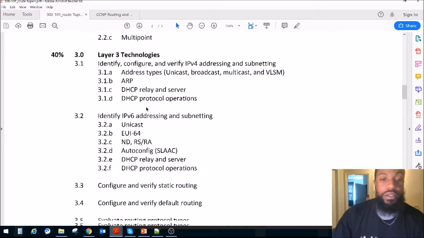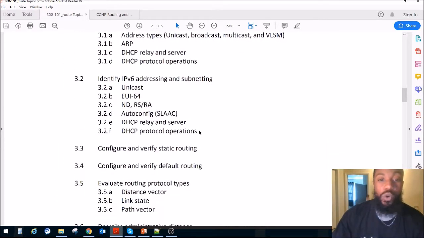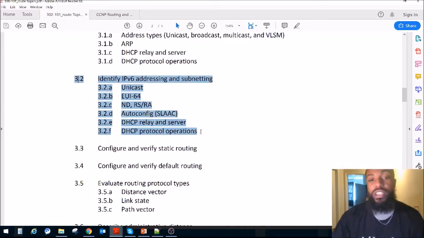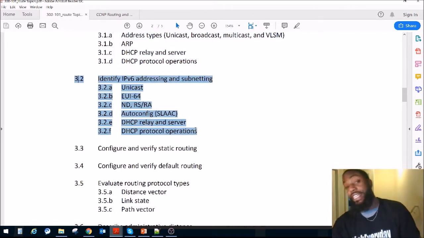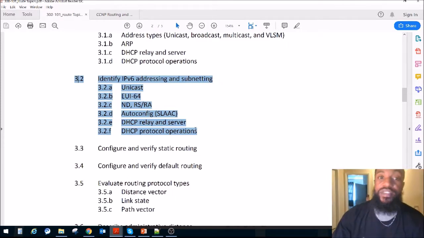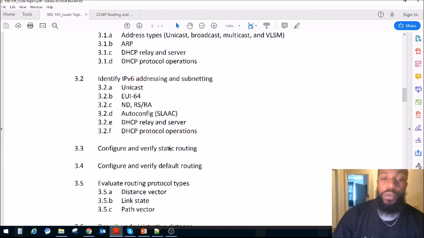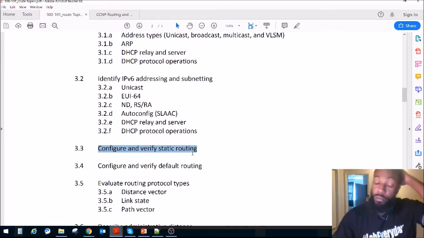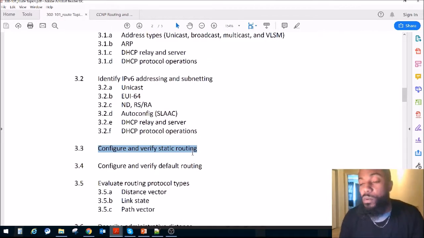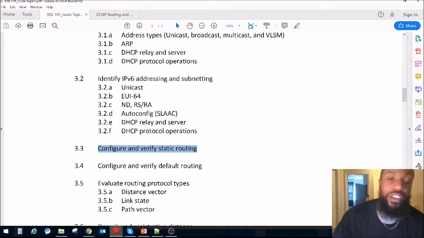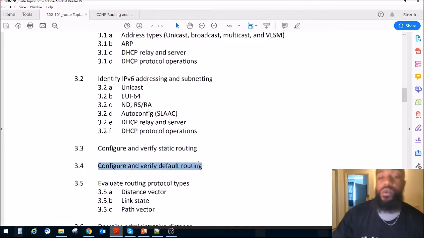So we just wrapped up the whole IPv6 section. That's right, we are finally done with that. We're not done completely, just the identifying, addressing, and subnetting portion. Today we are going to be configuring and verifying static routing, which I'm pretty sure you're familiar with, but we're just going to go over some of the little nuances and do a simple example on, yes, my favorite, Packet Tracer. And then after that, we're going to go over configuring and verifying default routing.